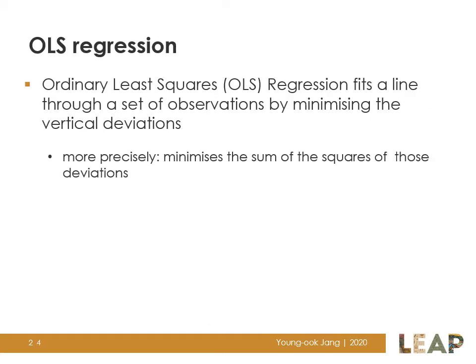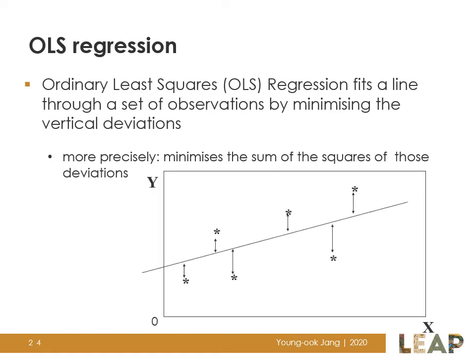There are several types of regression, but the most frequently used one is OLS regression, ordinary least squares regression. This regression fits a line through a set of observations by minimizing the vertical deviations. To be more precise, it tries to minimize the sum of the squares of those deviations. So you have several observations here, stars, and you can draw a line that makes the deviation from the stars the least.